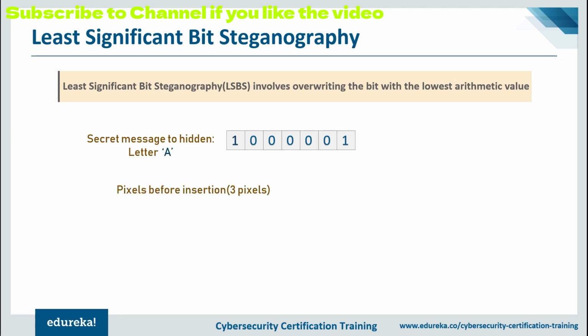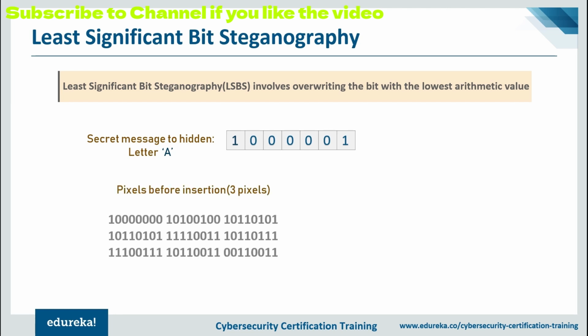So like I said, I'm considering 3 pixels, which is about 9 bytes. These are the pixels before insertion. I've picked random pixels. As you can see, I have 3 pixels, 1, 2, 3, and so totally 9 bytes I have here. And now if we replace the last bit, or LSB, of each byte with a bit from the binary representation of A, what we get is this.